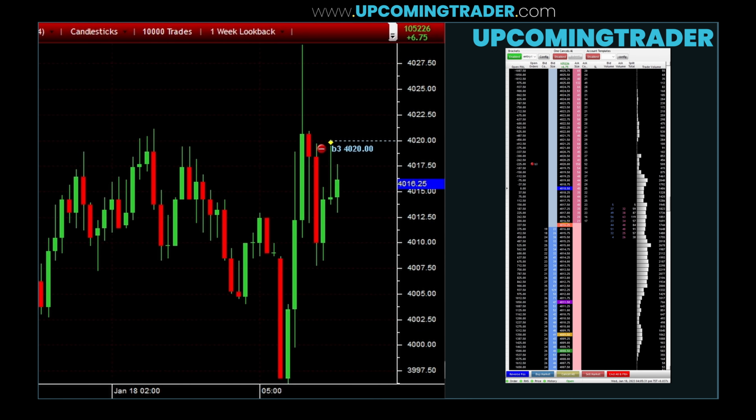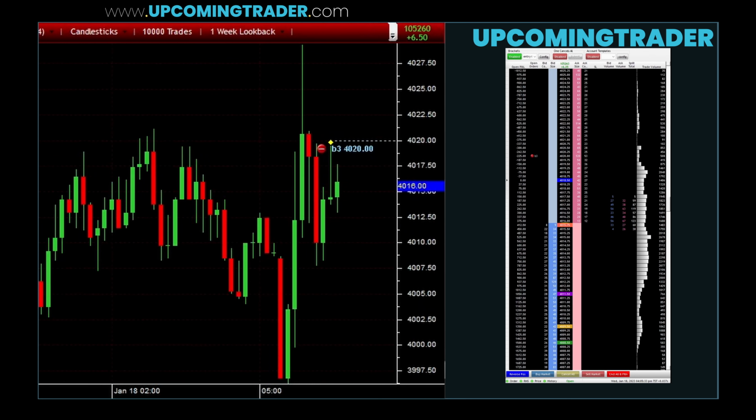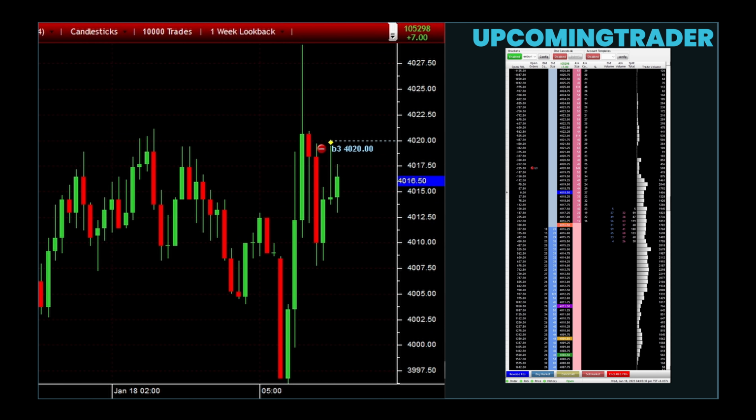Next, let us discuss double tops and bottoms. A double top is a bearish reversal pattern that forms after the price reaches a high point twice but fails to break through. This indicates strong resistance and a potential price drop. A double bottom is the opposite, where the price hits a low point twice and fails to move lower, signaling a possible upward reversal.